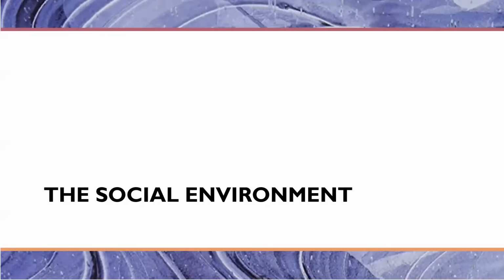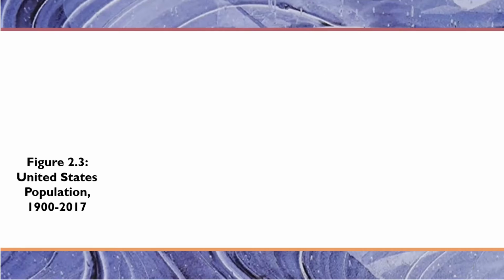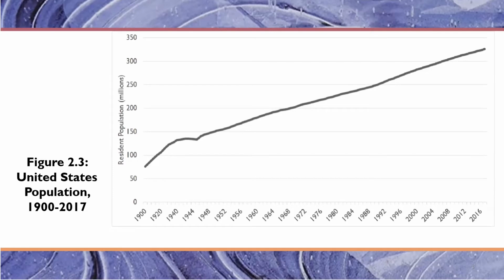Well, let's take a look at these trends in the social environment that basically consist of demographic information that will influence the kinds of policies that are made in the United States in the coming years. And the first thing I want to show you is that the United States is characterized by a growing but aging population. And here you can see that the United States population from 1900 to 2017 has been growing at a fairly steady rate, a little bit of an uptick in growth from 1984 to 2016. But we're about 330 million people in the United States now.